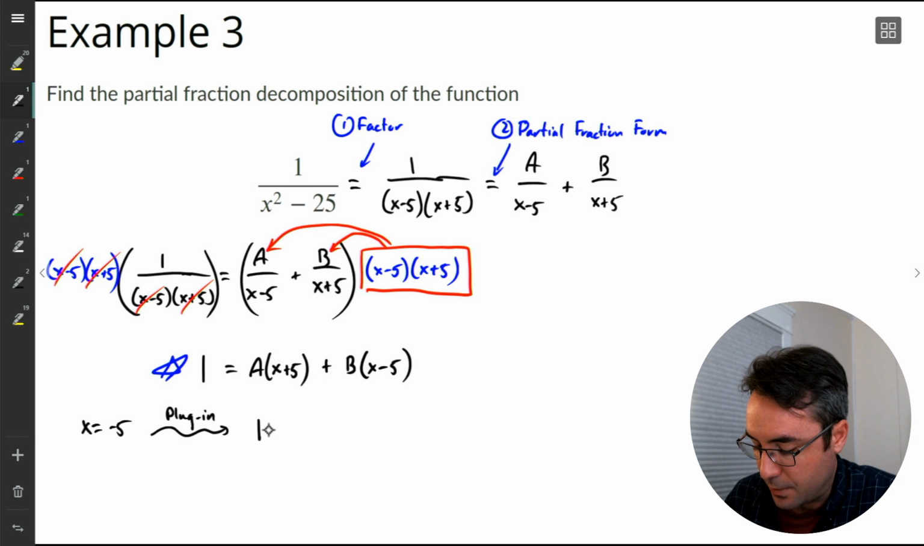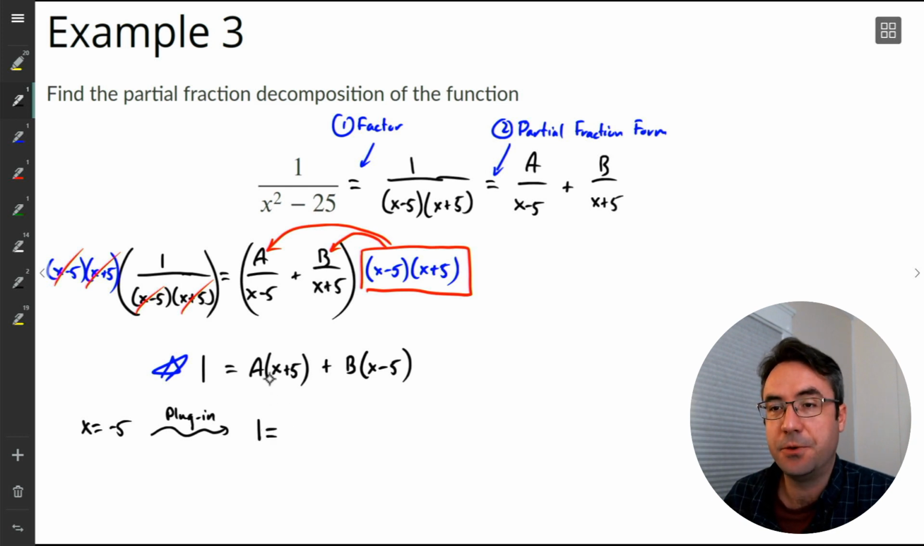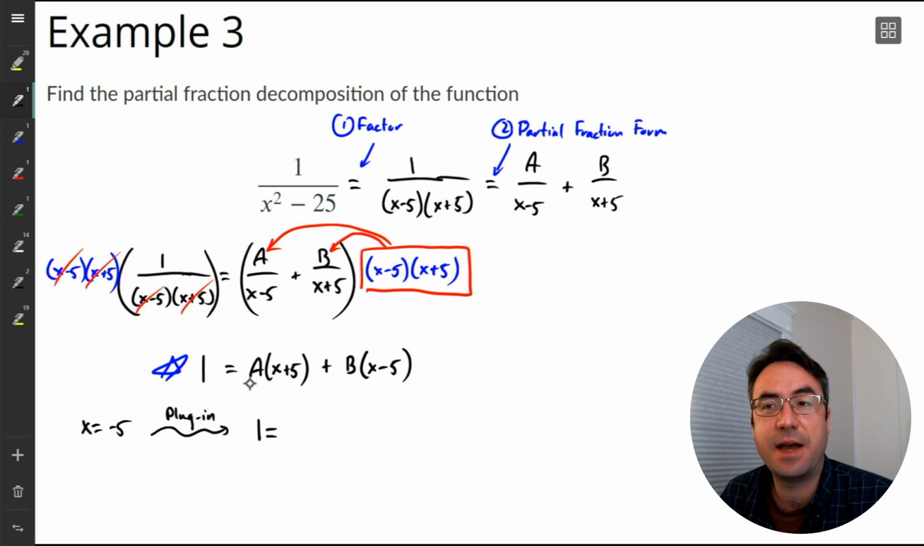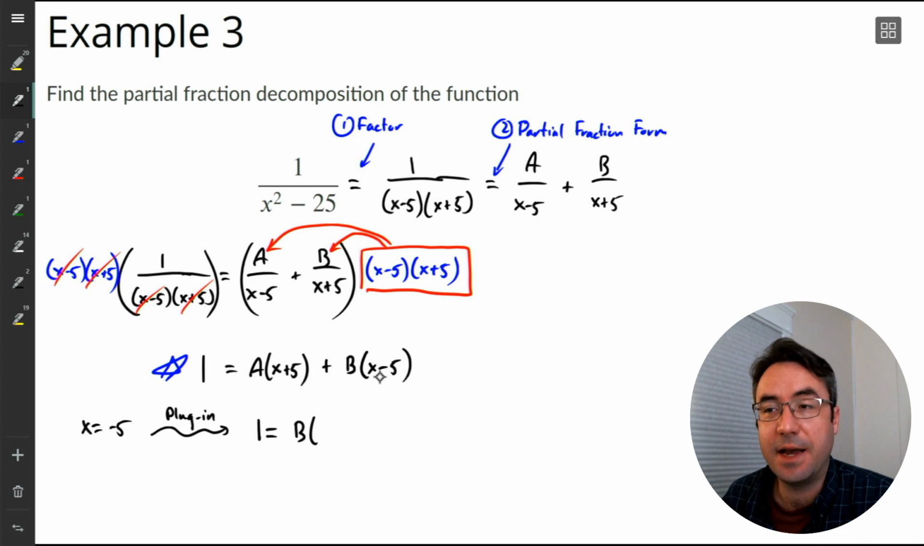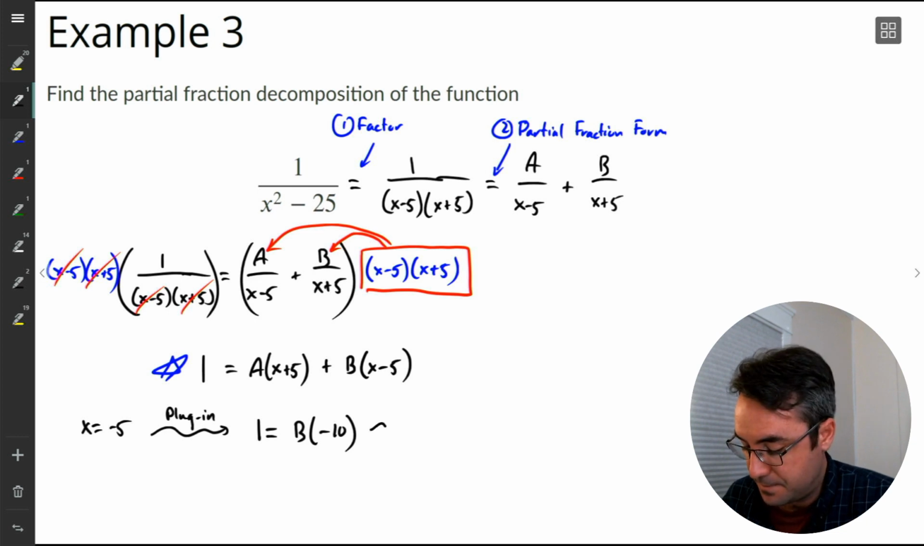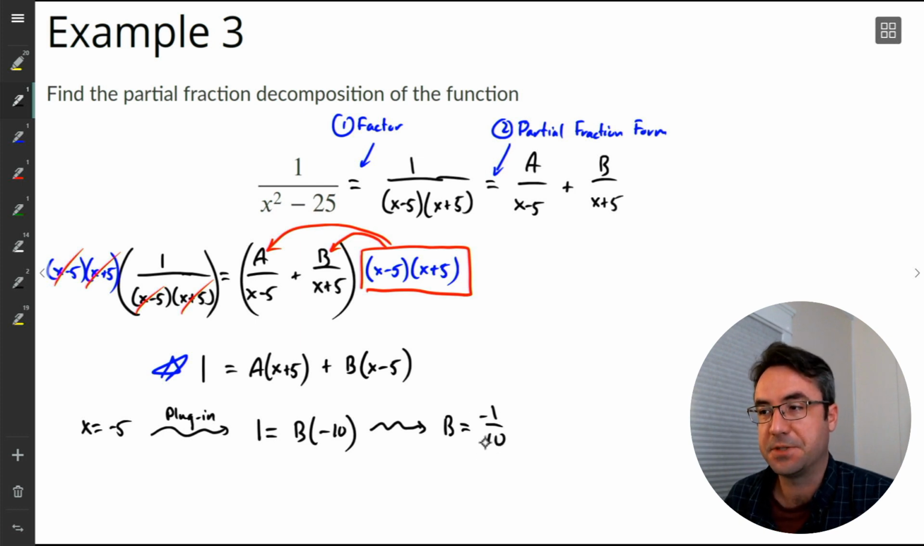what do we get? We get the equation 1 is equal to, now we're plugging negative 5 in for x, so this negative 5 plus 5, that's just going to be 0, so this whole first part is just going to be canceled out. But then we're going to have b, we don't know what b is, and then we're going to have a negative 5 minus 5, so that's just negative 10. Divide both sides by negative 10, and that tells us what b is equal to, negative 1 over 10. Nice.